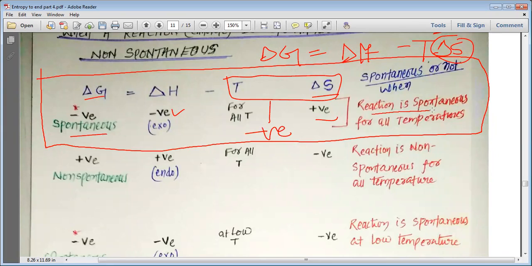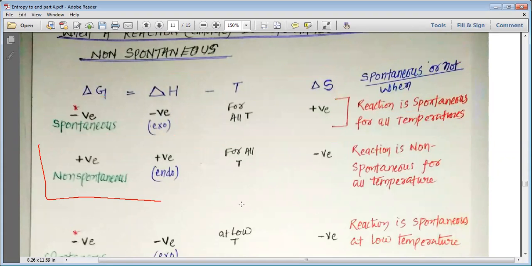So the reaction is spontaneous when delta S is positive. That means the reaction is spontaneous when the reaction is exothermic and entropy increases during the reaction. This was the first case. Now let's look at the next one.